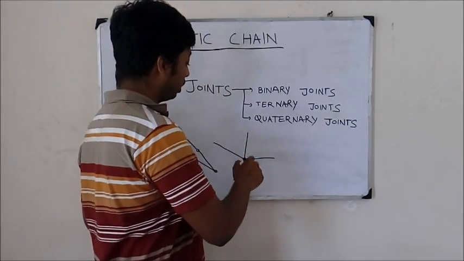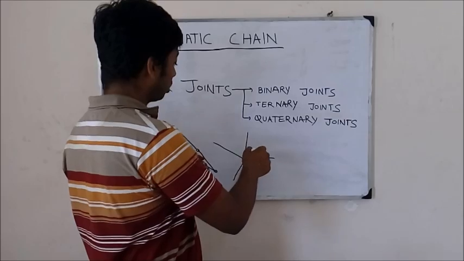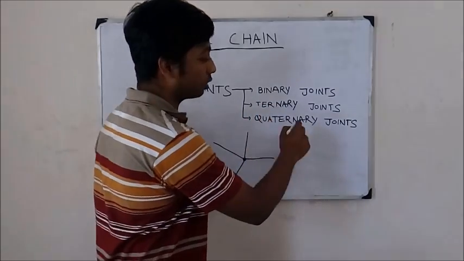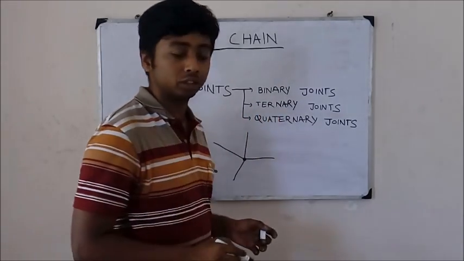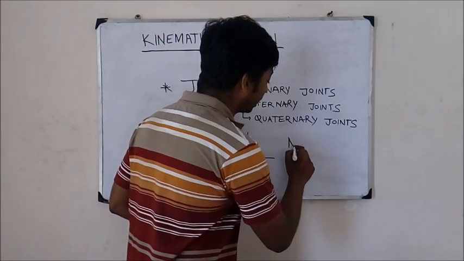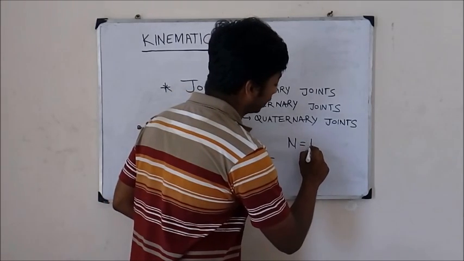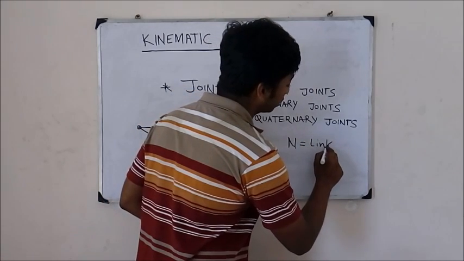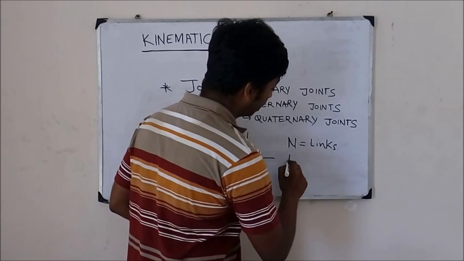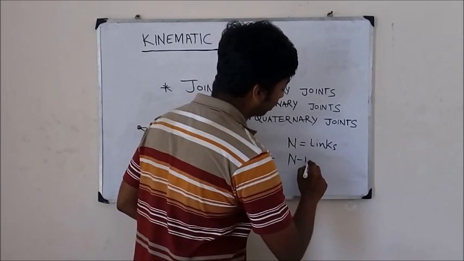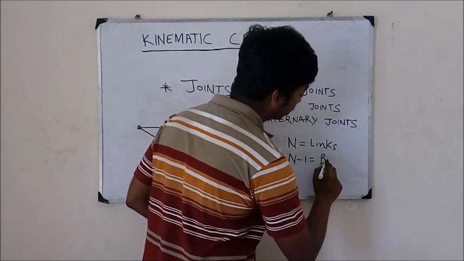Now we will learn to write ternary and quaternary joints as an equivalent of binary joints. So if n links are attached at one joint, then we will consider it as equivalent of n minus 1 binary joints.